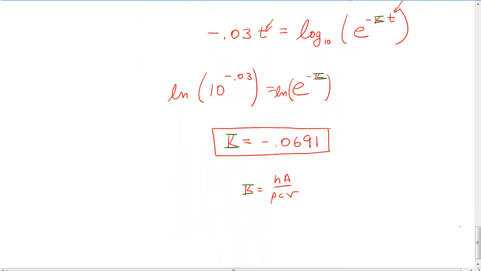And now we're back to this. Our whole goal is to find h, which is equal to our time constant, rho C volume over A. Let's check this out, because actually the data that I generated is a false experiment, because at this particular point I don't remember the data.